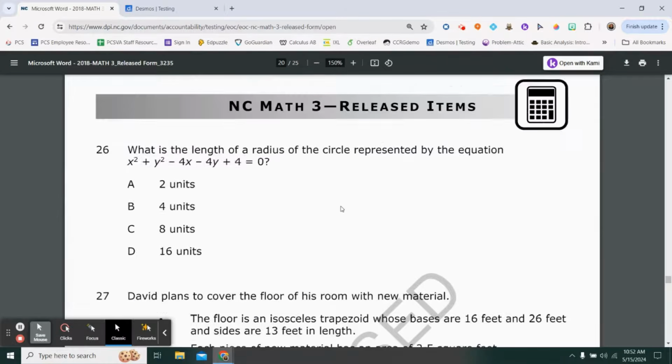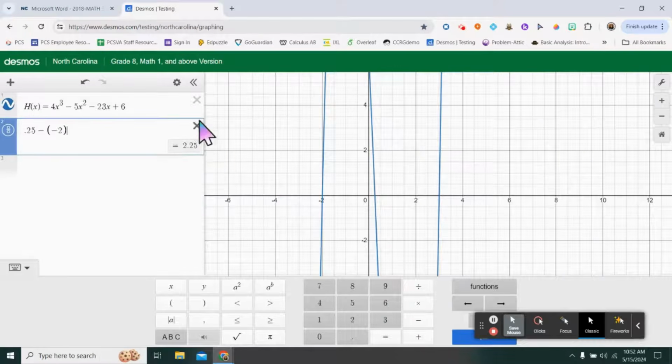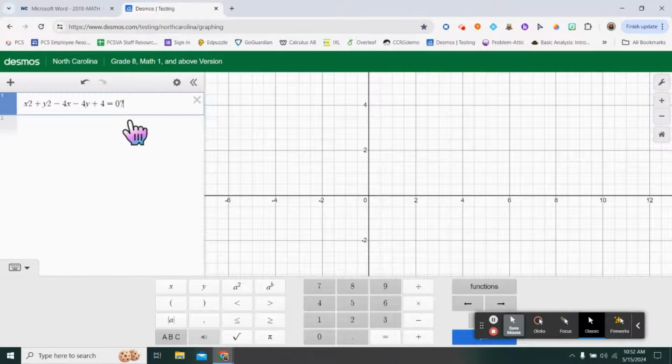I'll get there eventually. We have a circle equation. There's definitely going to be circle equations. They're going to be asking about the radius. They could ask you about the center. I'm just going to plop this equation into Desmos.